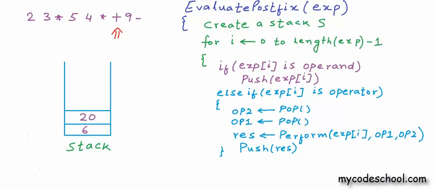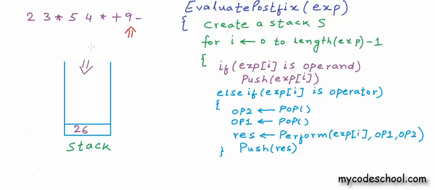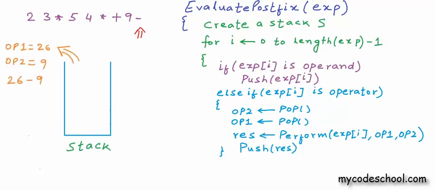Next we have addition. So we will go on like this. We have 26 pushed onto the stack now. Now it's 9 which will go in. And finally we have this subtraction. 26 minus 9, 17 will be pushed onto the stack.